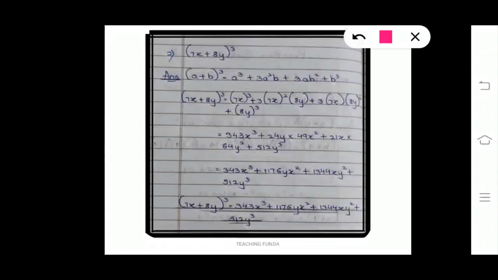Again here you can't do addition of any term because here the terms are different. Here x square y and x y square are different terms, so you can't add these terms. You have to write as it is.